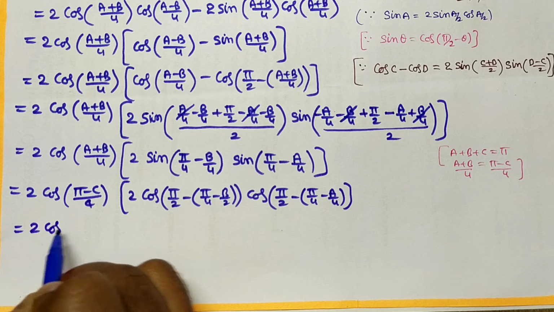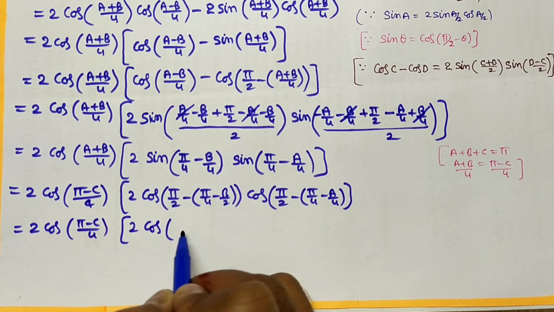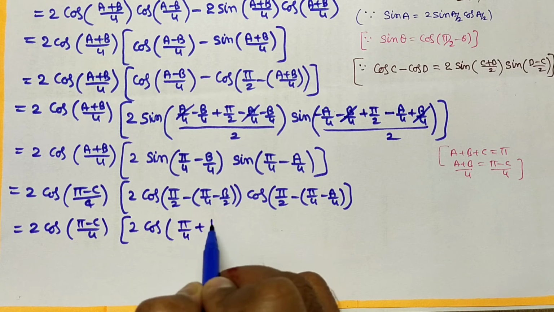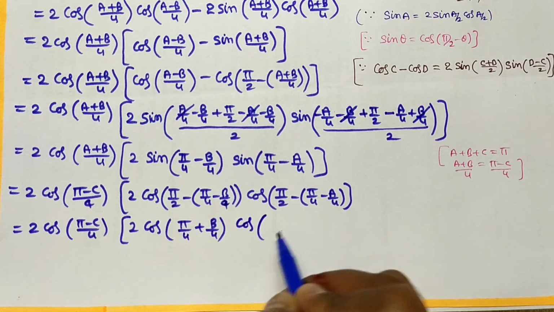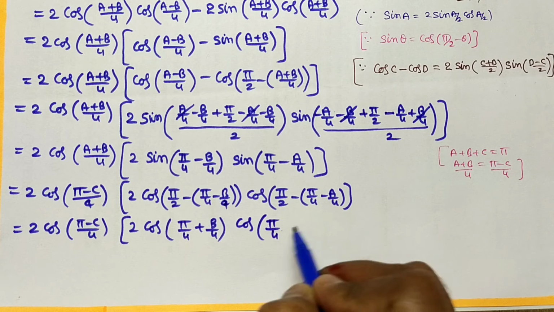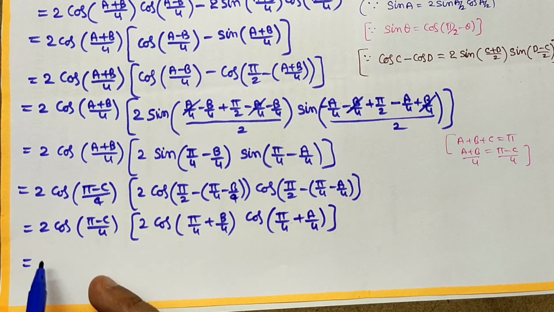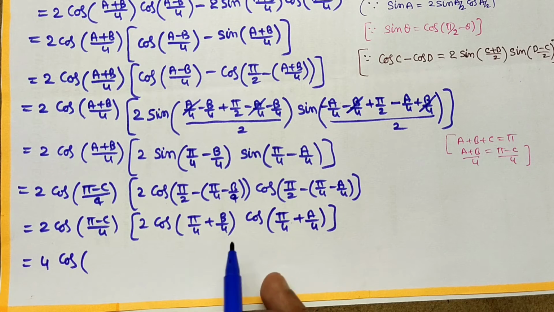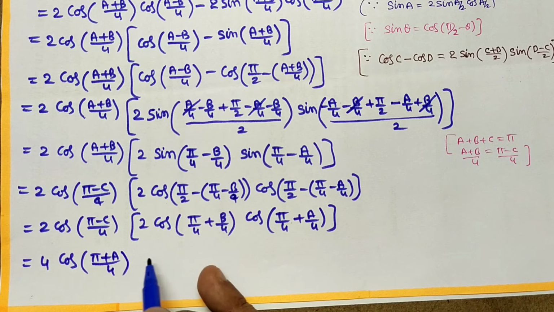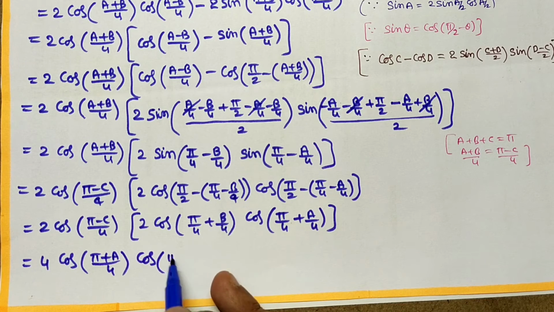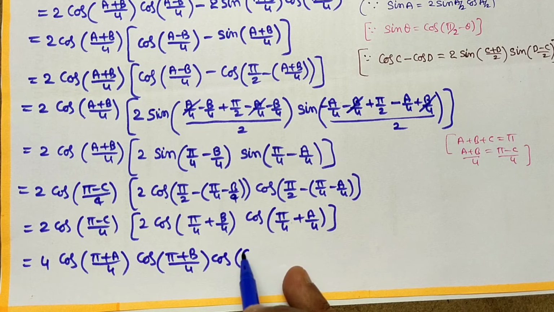So 2 into cos of (pi minus c) by 4, 2 into cos of pi by 2 minus pi by 4, that is pi by 4. Minus into minus is plus, b by 4. This is 4 into cos of pi by 2 minus pi by 4, that is pi by 4. Minus into minus is plus a by 4. So 2 to the 4 cos of (pi plus a) by 4, first term angle A. Next B, cos of (pi plus b) by 4, into cos of third angle, (pi minus c) by 4.